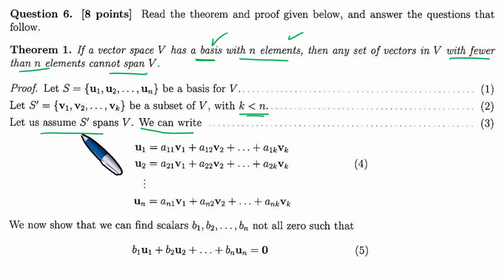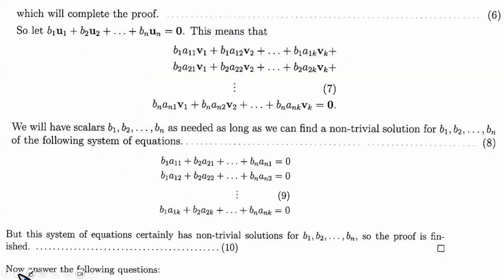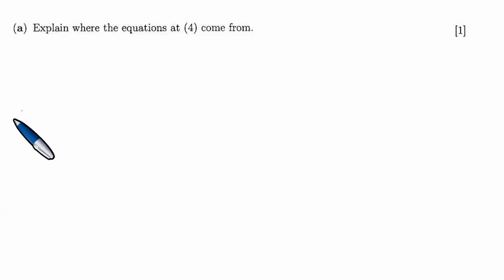So in other words, yes, that is exactly the thing here. We assumed that S prime spans V, and therefore it means that every vector in V, and hence every vector in S, the U1, U2, up to Un, can be written as a linear combination of the vectors in S prime. So that is exactly what we say here.